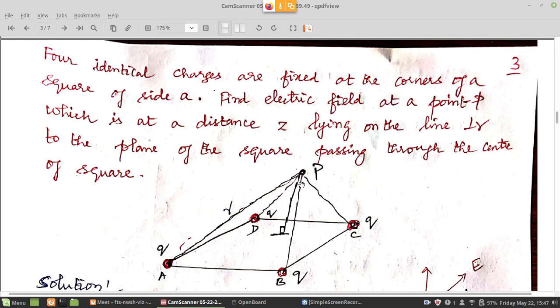So assume your palm is a square. Now charge is not at the center of the square. Charge is above the square at a distance Z. Perpendicular to the plane, it is lying at a distance Z. Now what will be the electric field at the point P? How to do this?